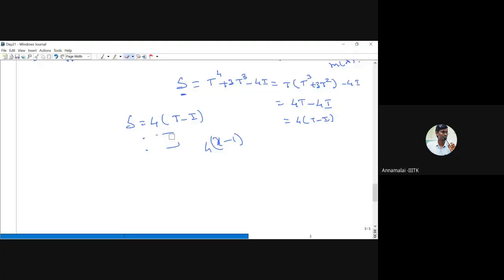So from this we can say that lambda equal to 1. We know that the determinant of T minus I should be 0, because already we know that lambda equal to 1 is a root. Lambda equal to 1 is an eigenvalue of this one. Therefore, the determinant of S minus lambda I.